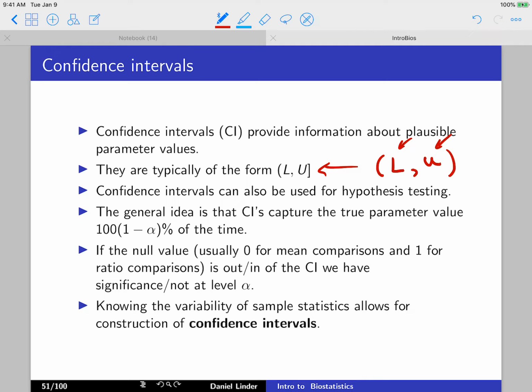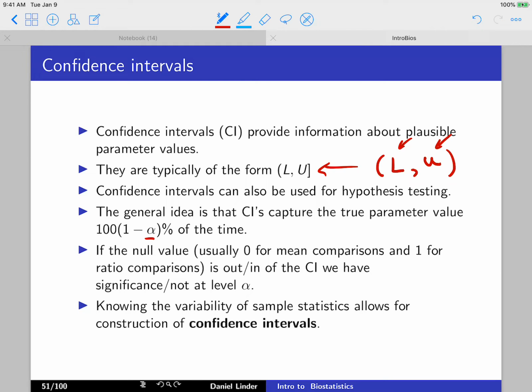Okay, so what's the general idea? The general idea is that a confidence interval captures the true parameter value 100 times (1 minus alpha) % of the time. And I'm going to discuss further what this alpha is, and you're going to see it when we go into hypothesis tests too.